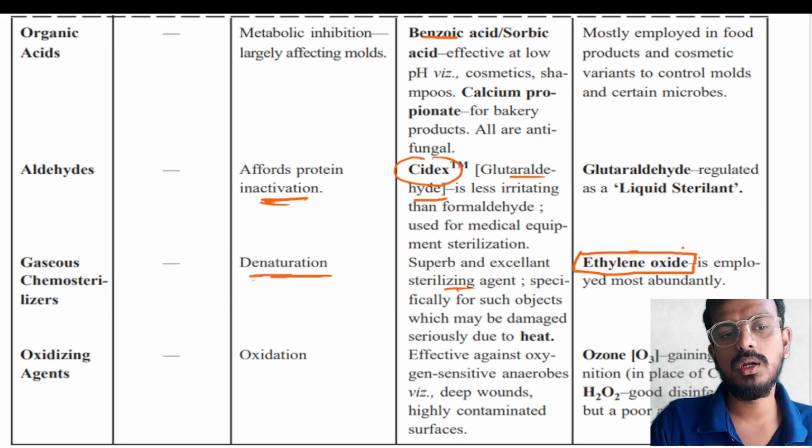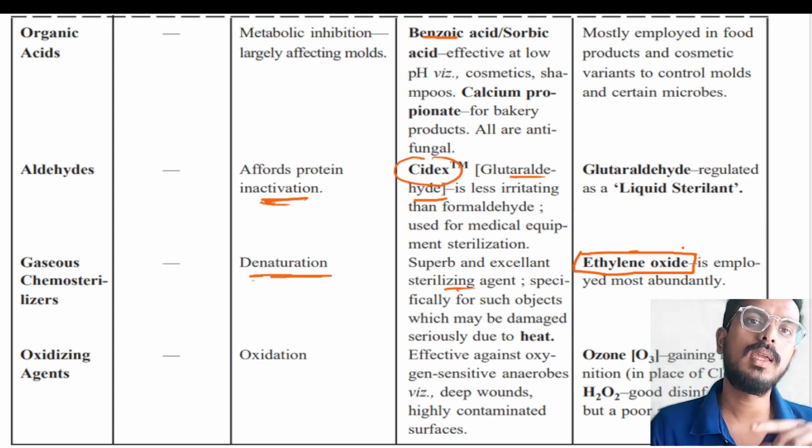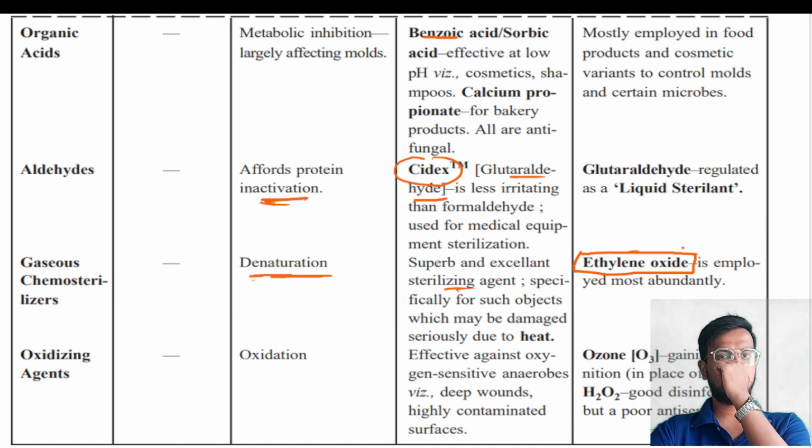You have to remember which chemical is used for what: which one is used for gaseous, which one for chemical, which one is used in soap, which one is an organic acid, alcohol, or aldehyde. You have to remember. Next are oxidizing agents. Ozone and hydrogen peroxide are used as oxidizing agents.